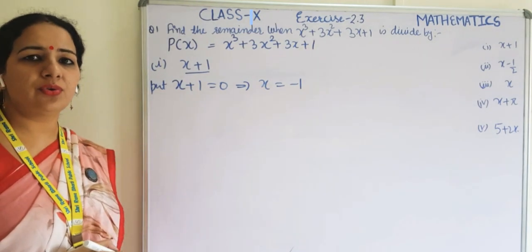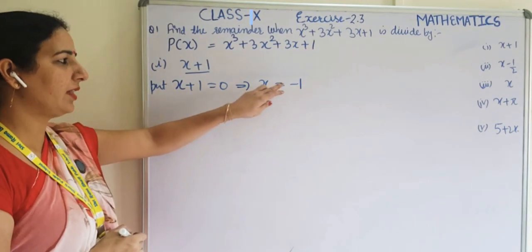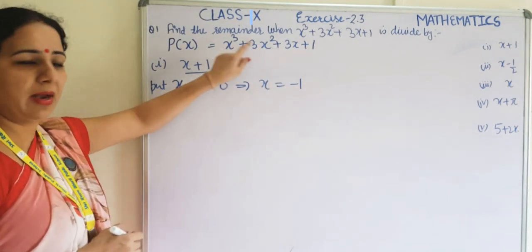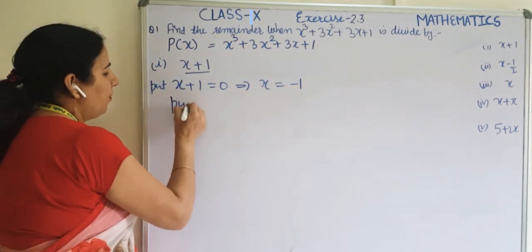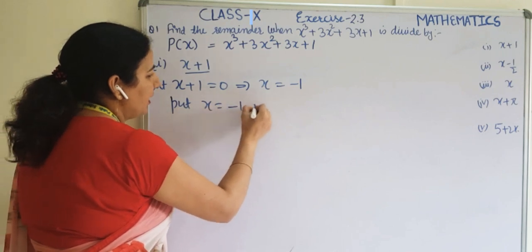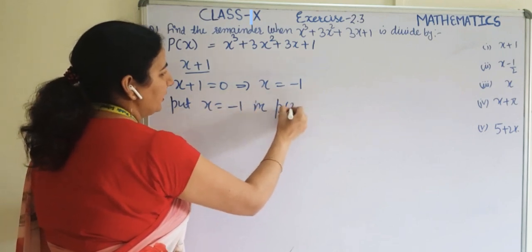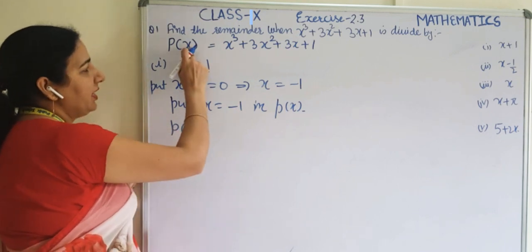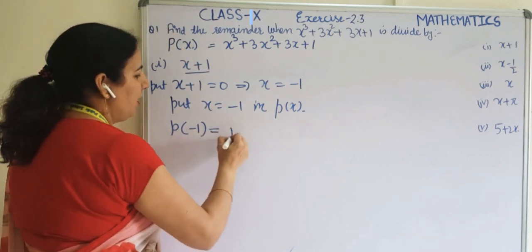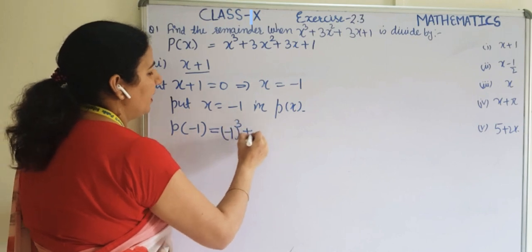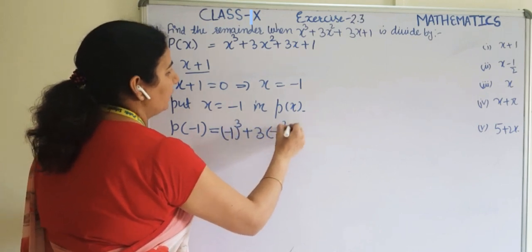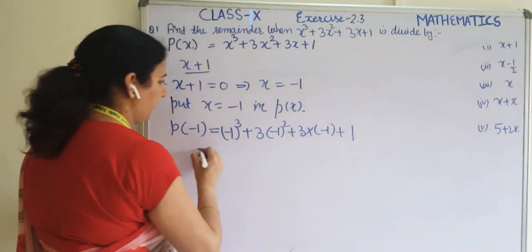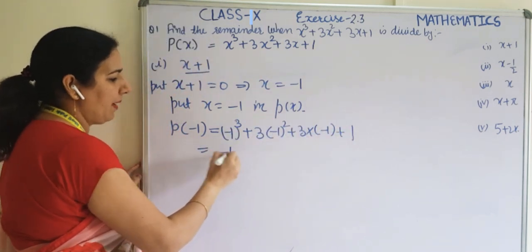So what are we going to do? We are going to calculate first the value of x, then put this value in the variable. How will you put the value? Put x equals minus 1 in p(x). Then it will be p(minus 1). This p(x) will be now p(minus 1) equals minus 1 cube plus 3 into minus 1 square plus 3 into minus 1 plus 1.